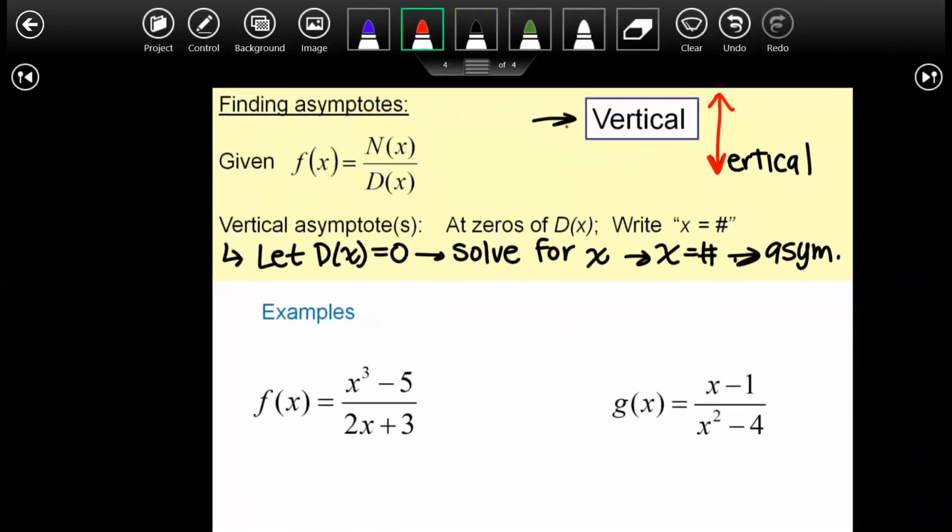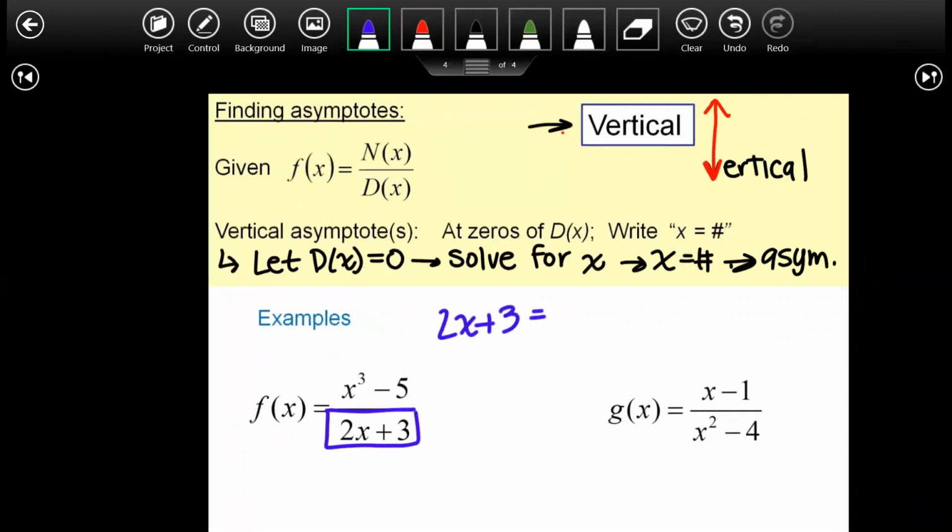Now, looking at this, what we want to see is our bottom denominator. The only thing that we need down below is the bottom portion to find a vertical asymptote. We're going to let that bottom denominator equal 0. So 2x plus 3 is equal to 0. I'm not going to show my work because I believe you can do this. 2x is equal to negative 3. X is equal to negative 3 over 2. This right here is our vertical asymptote.